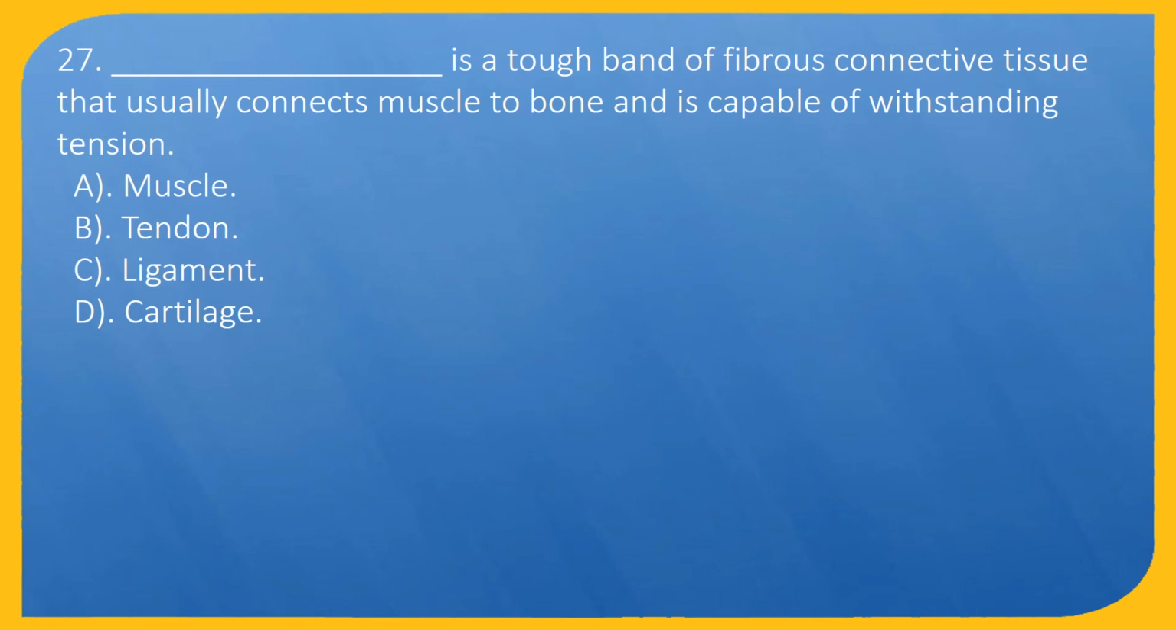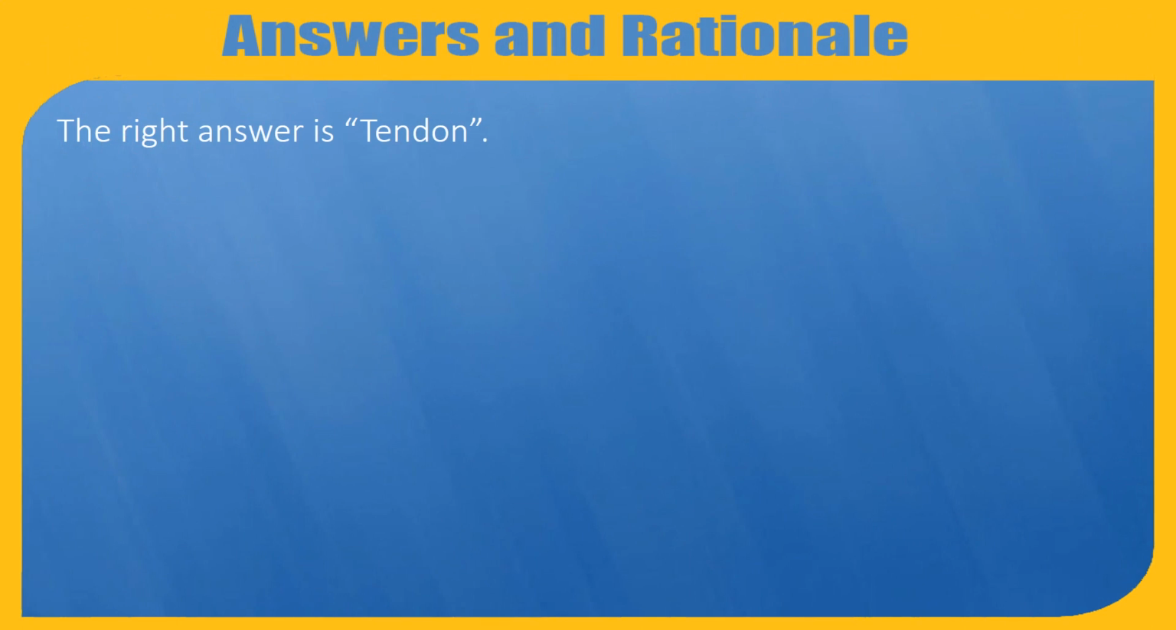Question 27. Underscore is a tough band of fibrous connective tissue that usually connects muscle to bone and is capable of withstanding tension. A. Muscle. B. Tendon. C. Ligament. D. Cartilage. The right answer is tendon.